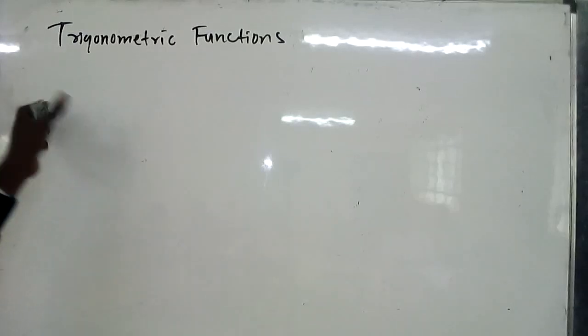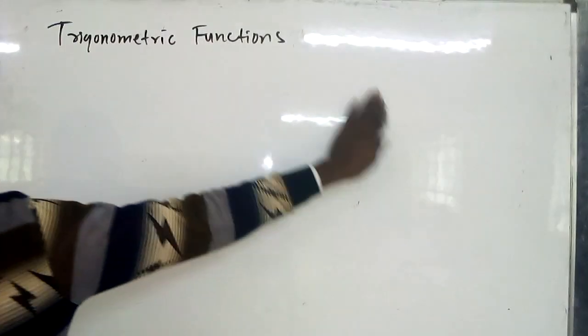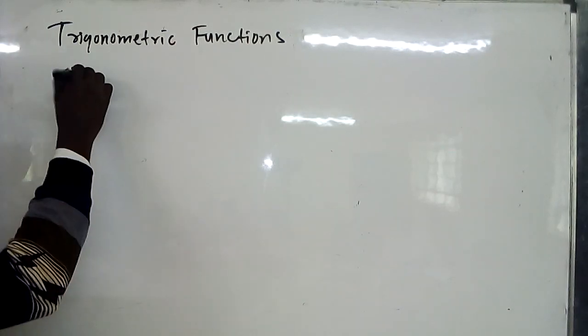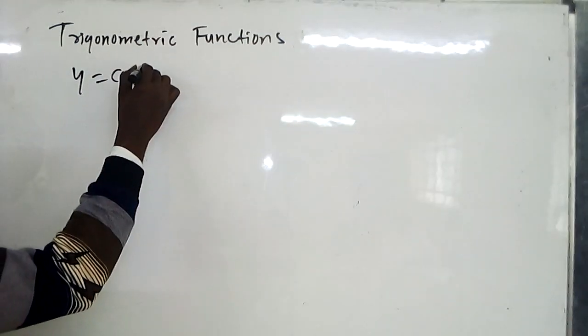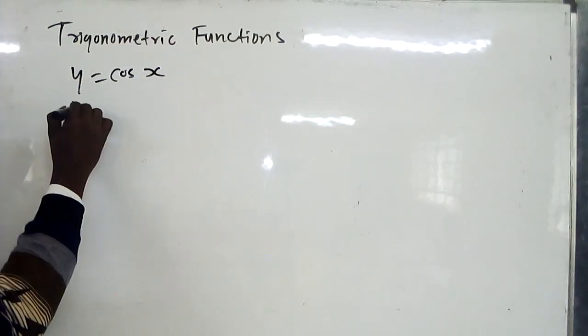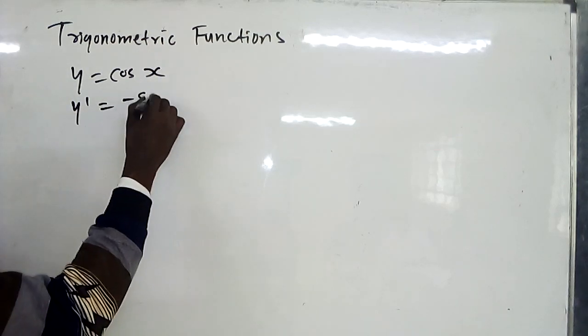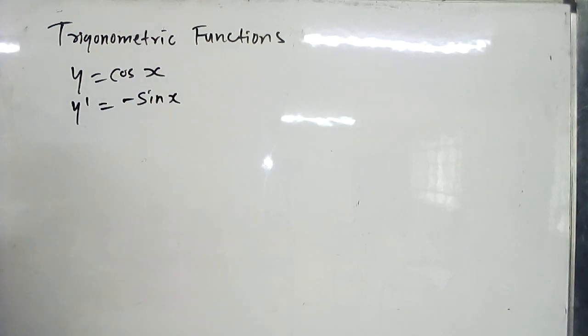So trigonometric functions are just standard integrals. So if you start with the differentiation, if you were given y is equals to cos x, if you differentiate y, what were you getting if you differentiate cos x? Negative sine, isn't it? Are we together?